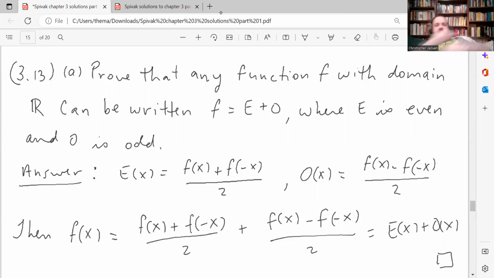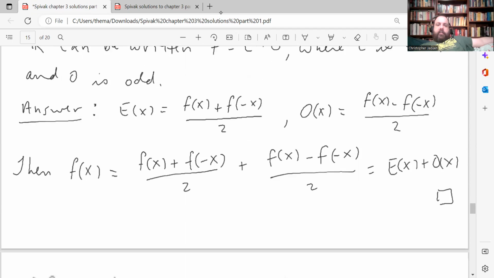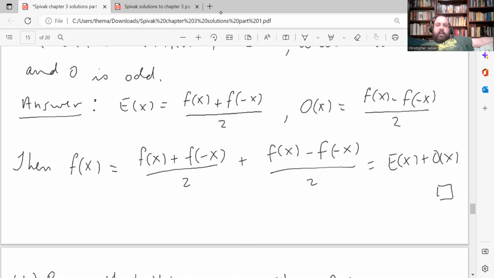All right, 313. There are two parts to this one as well. Prove that any function f with domain R can be written f equals e plus o, where e is an even function and o is an odd function. If you fiddle around a little bit, you'll see that these two functions work. The even function you can define as e of x equals f of x plus f of minus x over 2, and o of x is f of x minus f of minus x over 2. You can test that one of them is even, one of them is odd.